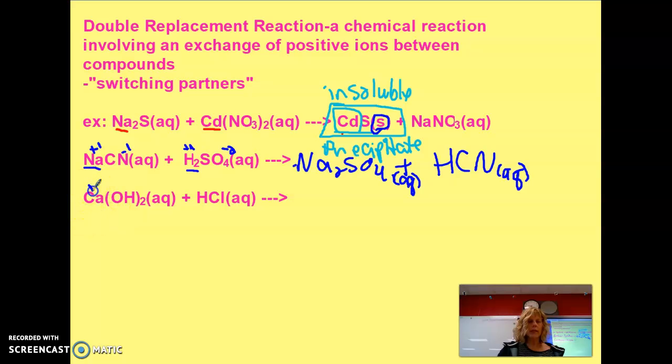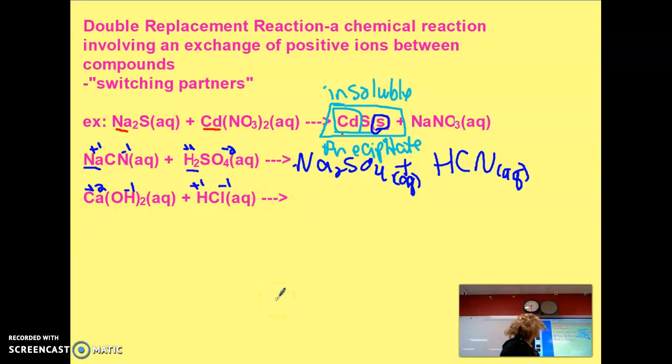All right, let's do this one. So calcium is a +2. If you don't know that, you need to look that up on your ion chart. Hydroxide is a -1. Hydrogen +1. Chlorine -1.